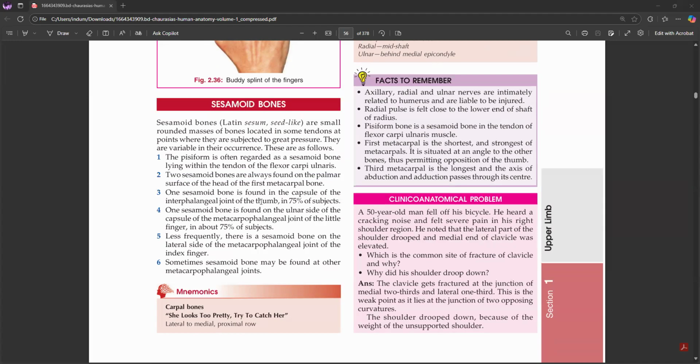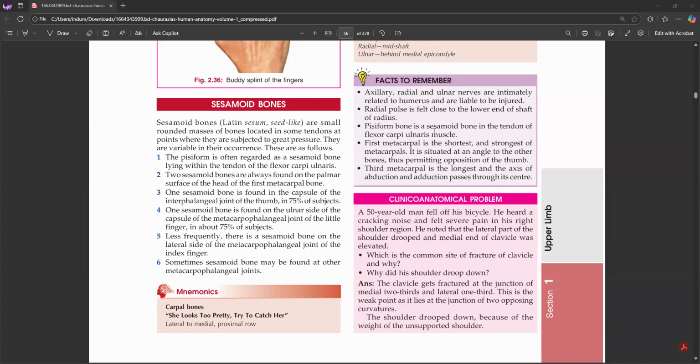Number 3. One sesamoid bone is found in the capsule of the interphalangeal joint of the thumb in 75% of subjects. One sesamoid bone is found on the ulnar side of the capsule of the metacarpophalangeal joint of the little finger in about 75% of subjects. Number 5. Less frequently, there is a sesamoid bone on the lateral side of the metacarpophalangeal joint of the index finger. Number 6. Sometimes sesamoid bone may be found at other metacarpophalangeal joints.